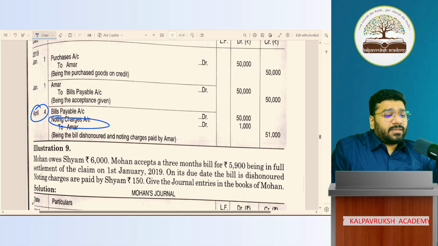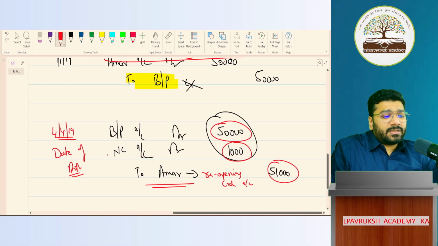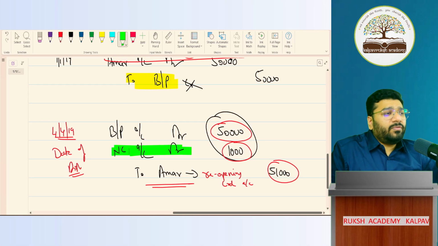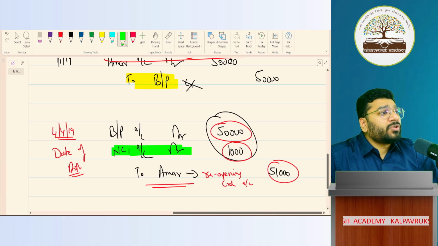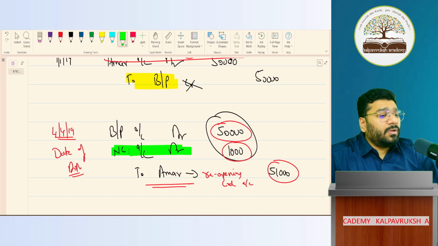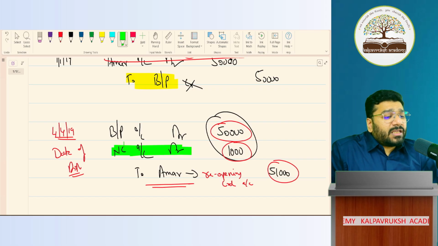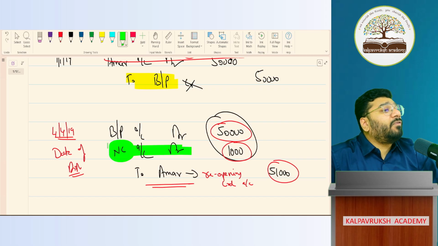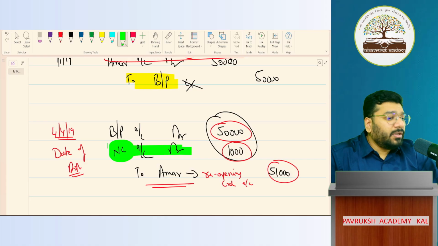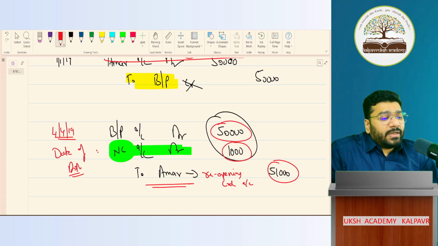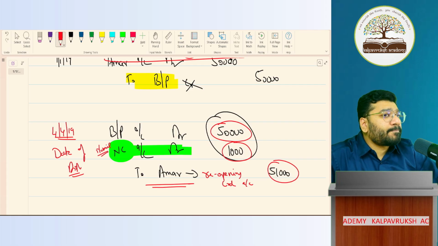Now noting charges, the question being asked is, sir, this noting charges, what do we do? Sir, this is a nominal account, so this will be transferred to the P&L account. At the end of the year, he will transfer this noting charges account to the profit and loss account because he is bearing it. All the nominal accounts at the end of the year are transferred to the P&L account by passing a closing entry.